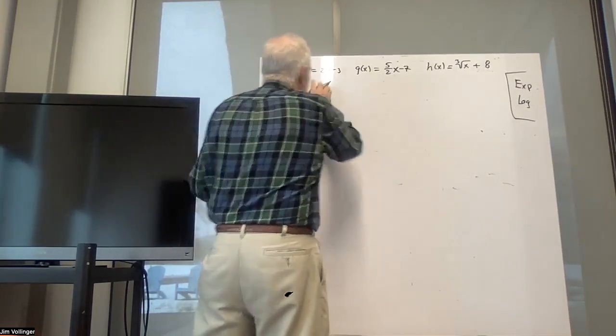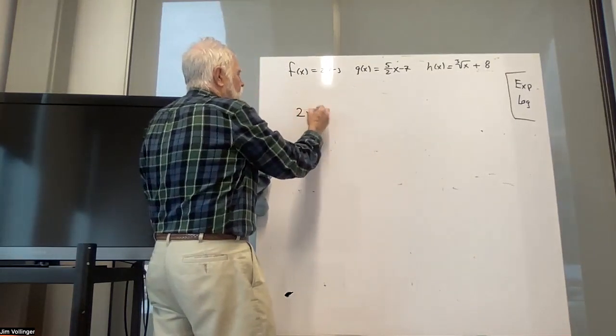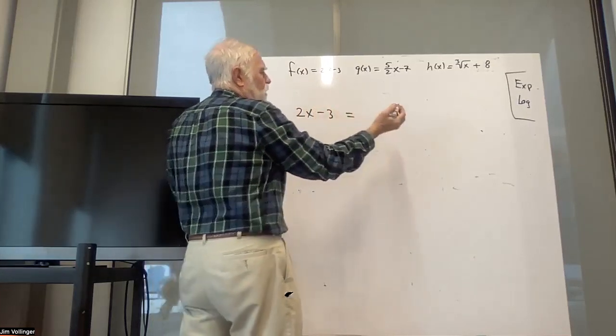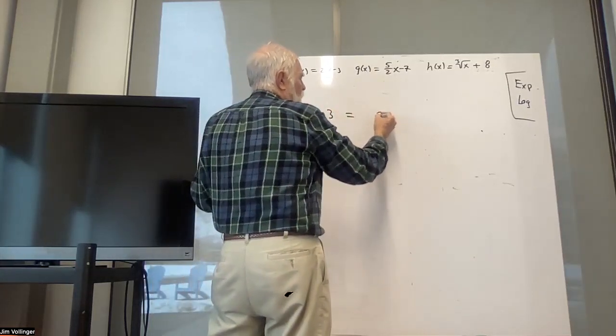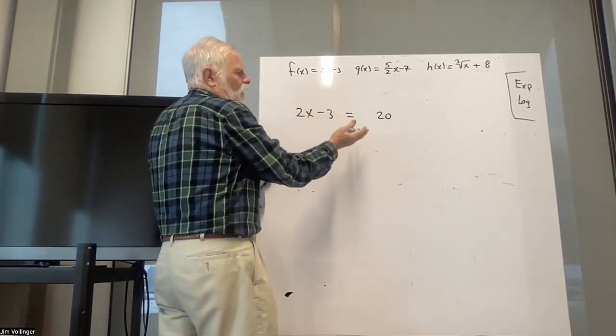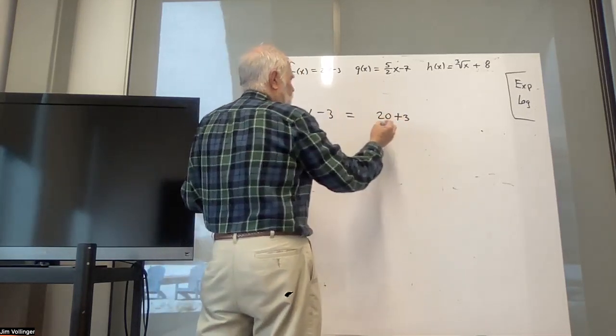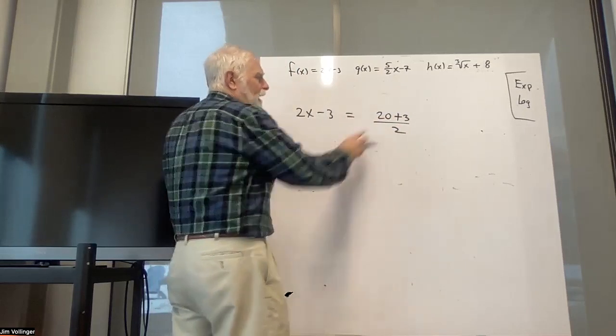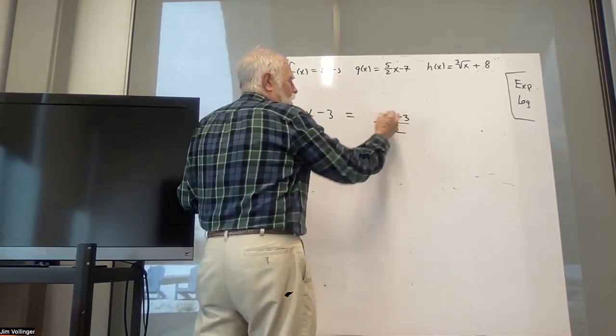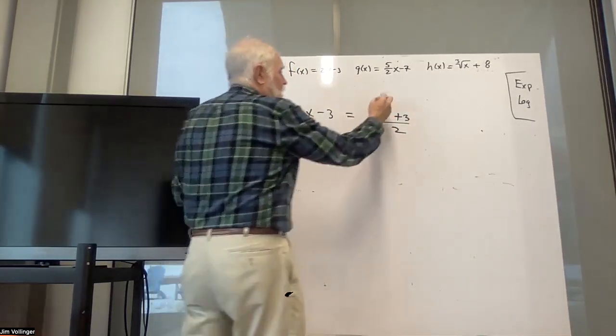So in other words, for our function 2x minus 3, I could pick a generic number here, let's just say 20. How would I solve for that? Well, I'd add 3 and I'd divide by 2, and I can just pick any random number. That is actually the inverse.